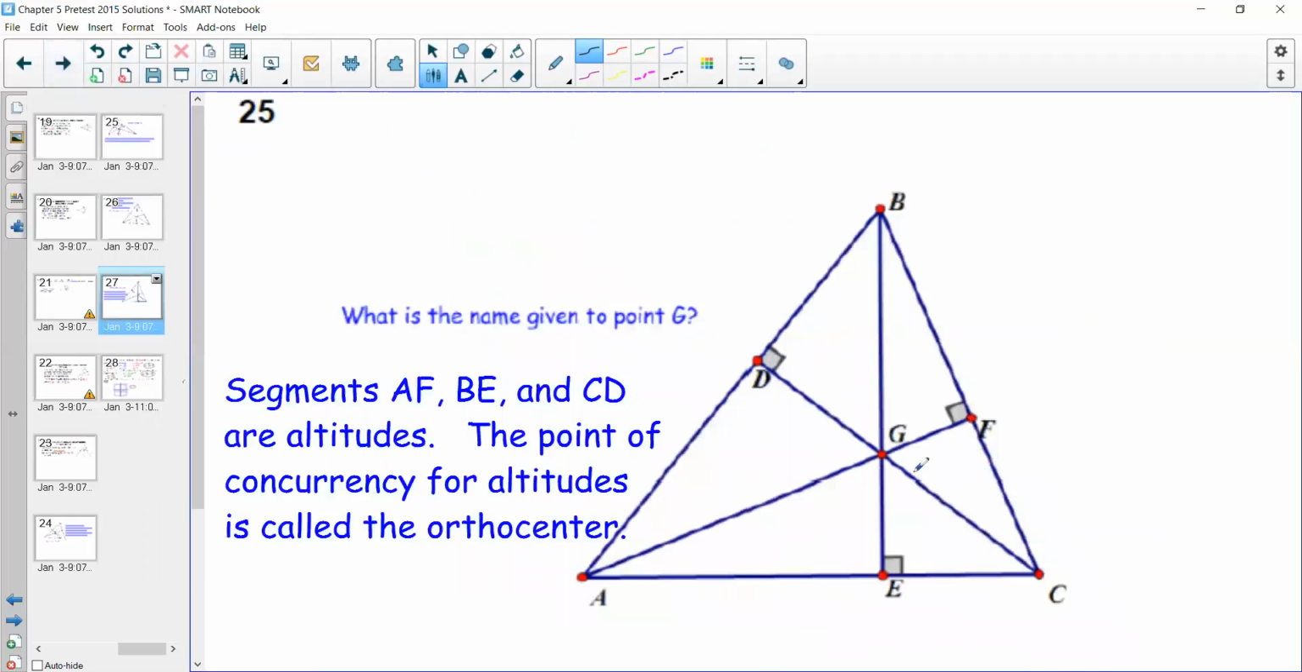And then I should recognize these segments as altitudes because they are perpendicular to the sides and they go to the vertex. But notice they're not necessarily midpoints, D is not a midpoint, E is not a midpoint. So I don't confuse those with perpendicular bisectors. Yes, they have right angles like a perpendicular bisector, but they're not necessarily at the midpoint. So I recognize these as altitudes, and altitudes intersect at the orthocenter.